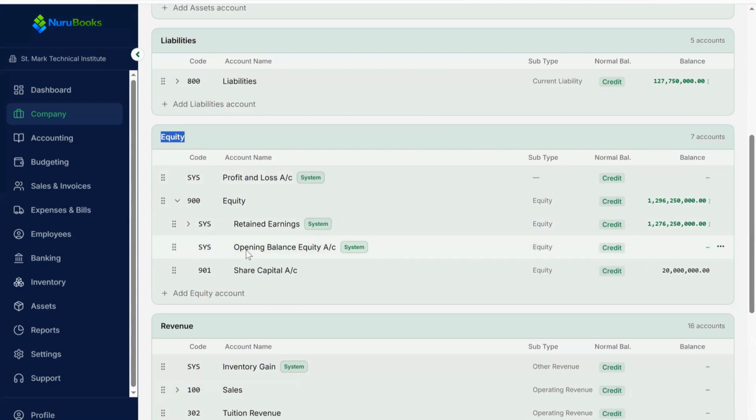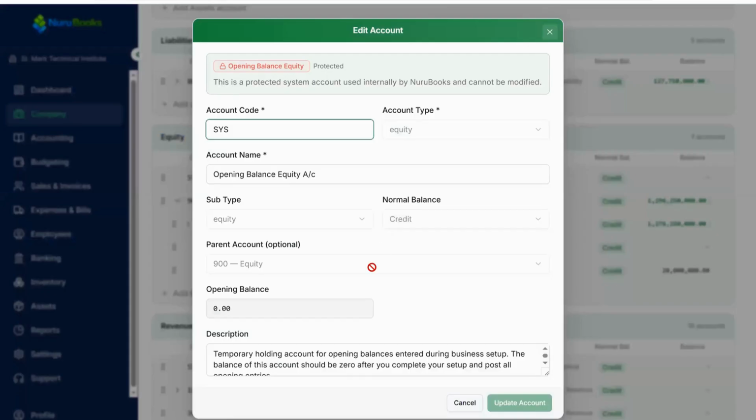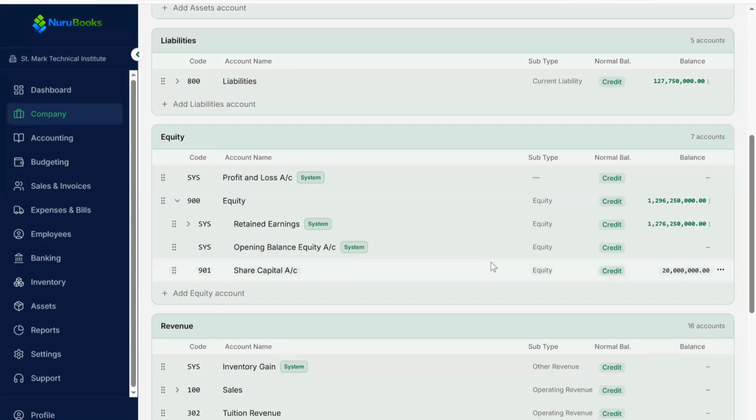This is the control account for all your opening balance postings on NuruBooks. As you can see, this account is marked as system, meaning that you cannot delete it and you cannot edit it. It's going to be very hard for you. The reason is that it is a system account. It's a protected account, and you cannot really change it, because if you remove it, it means you've distorted the entire posting engine on NuruBooks accounting software.